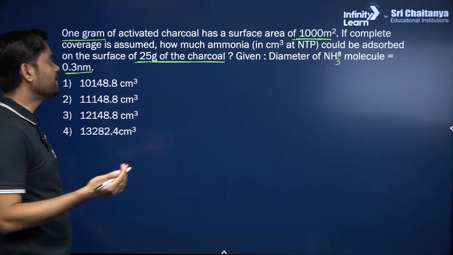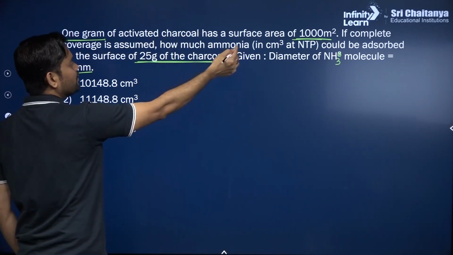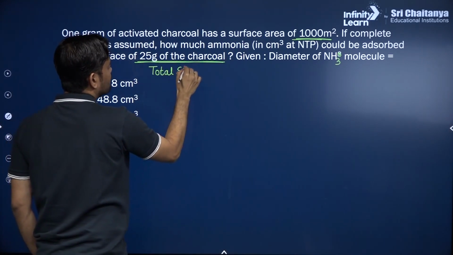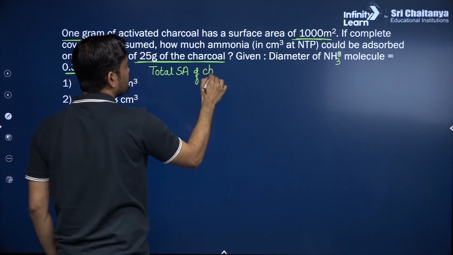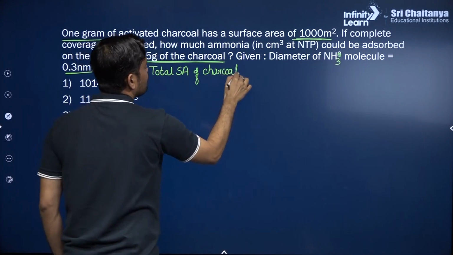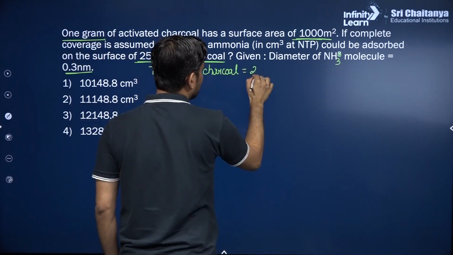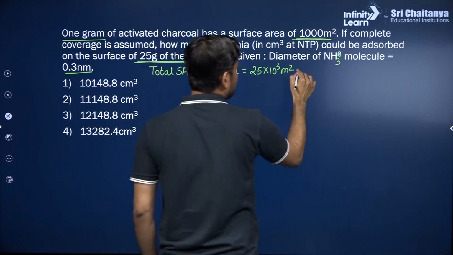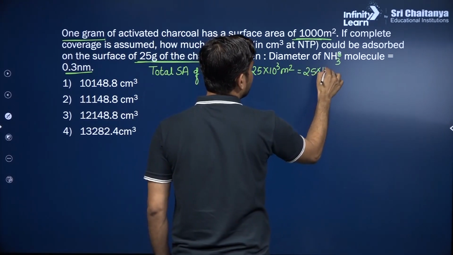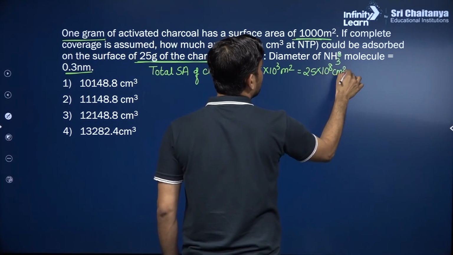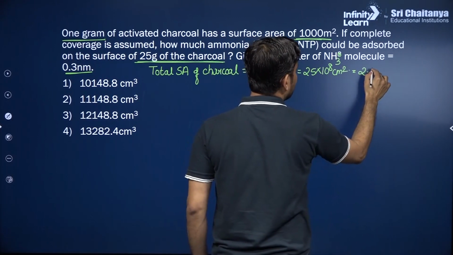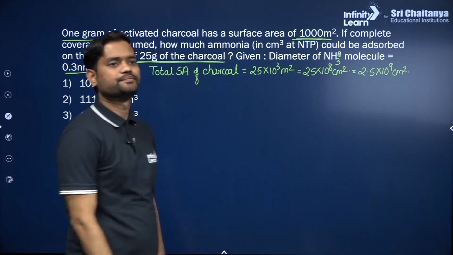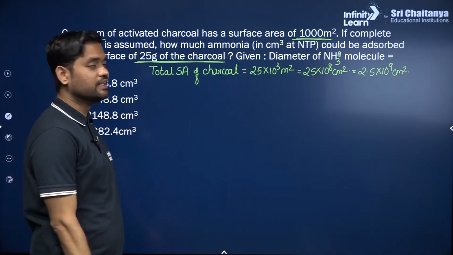So first of all, the total surface area. 1 gram of charcoal has a surface area of 1000, so for 25 grams, can I say the total surface area of charcoal will be equal to 25 into 10 raised to 3 meter square, which can be equal to 25 into 10 raised to 8 centimeter square, and that is equal to 2.5 into 10 raised to 9 centimeter square, clear. Is this thing clear?